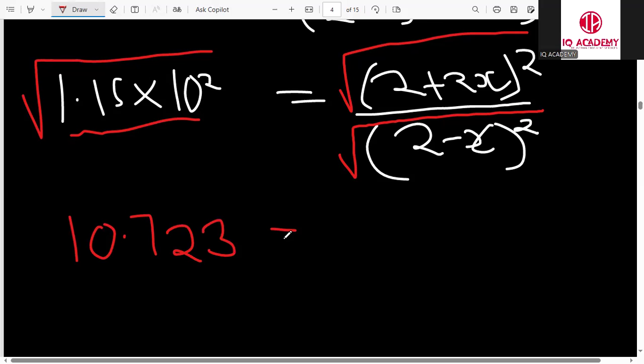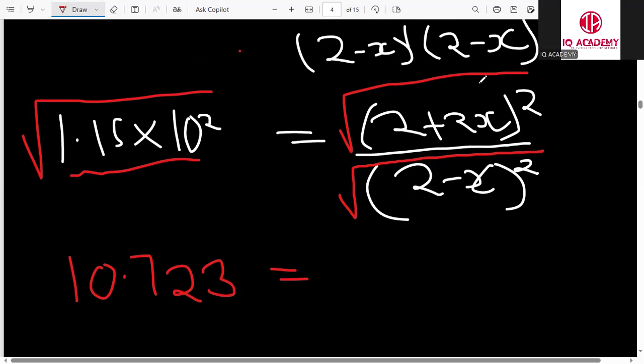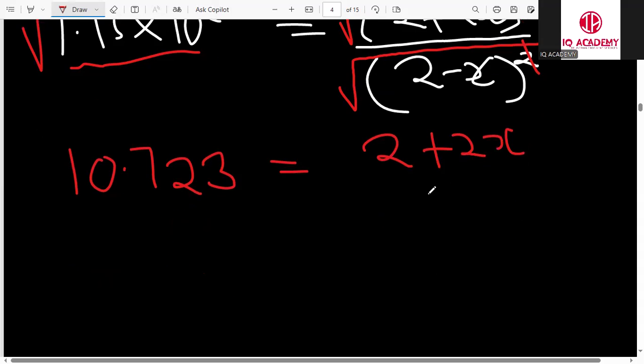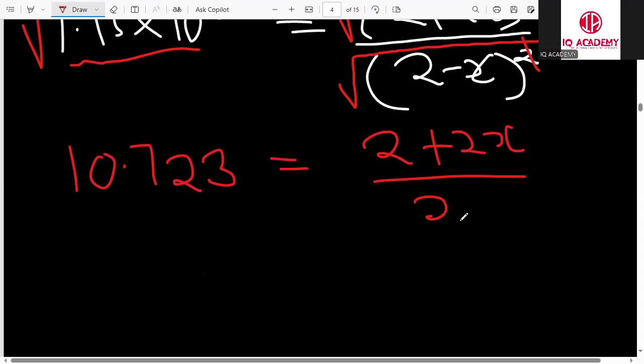10.732 approximately. And then here, if I introduce this root here, it's going to cancel with this 2. Even this root down here is going to cancel with this 2. So it means I have 2 plus 2x divided by 2 minus what? 2x. And then from here, I can do my cross multiplication.